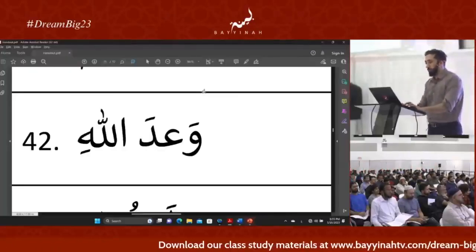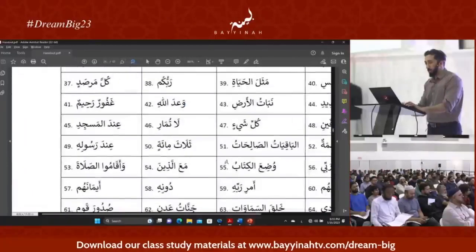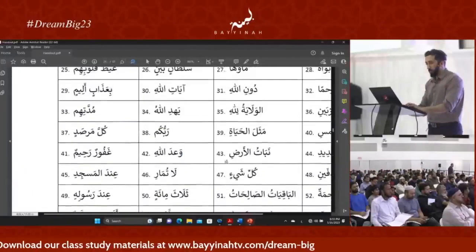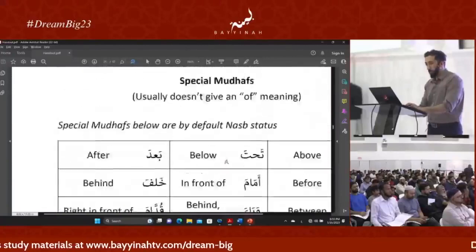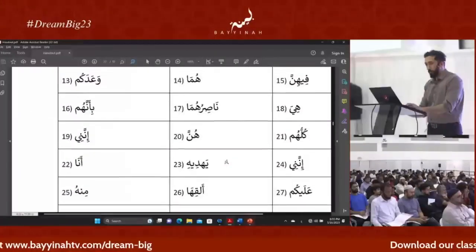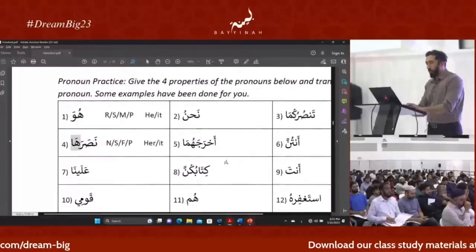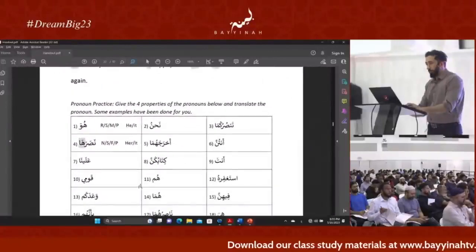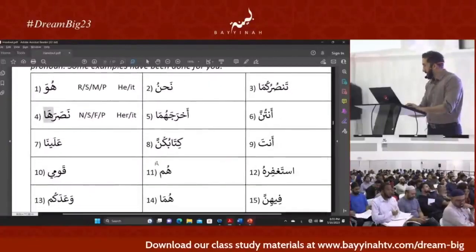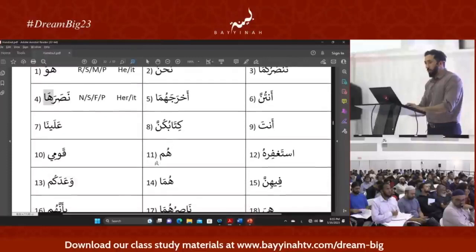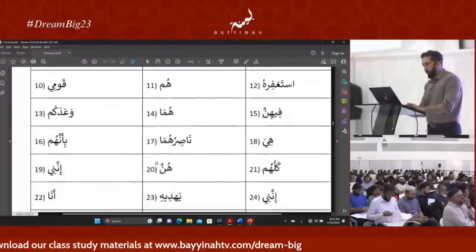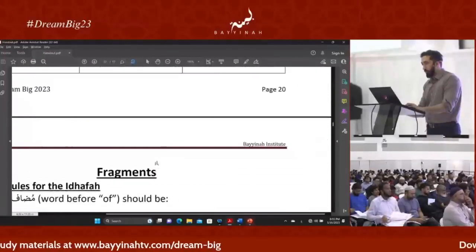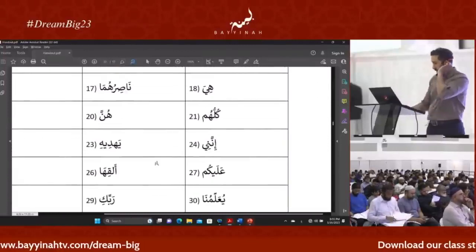Let's see. I want to show you an exercise before we take notes. I'm going to give you a second to look at this. This is page number 20.